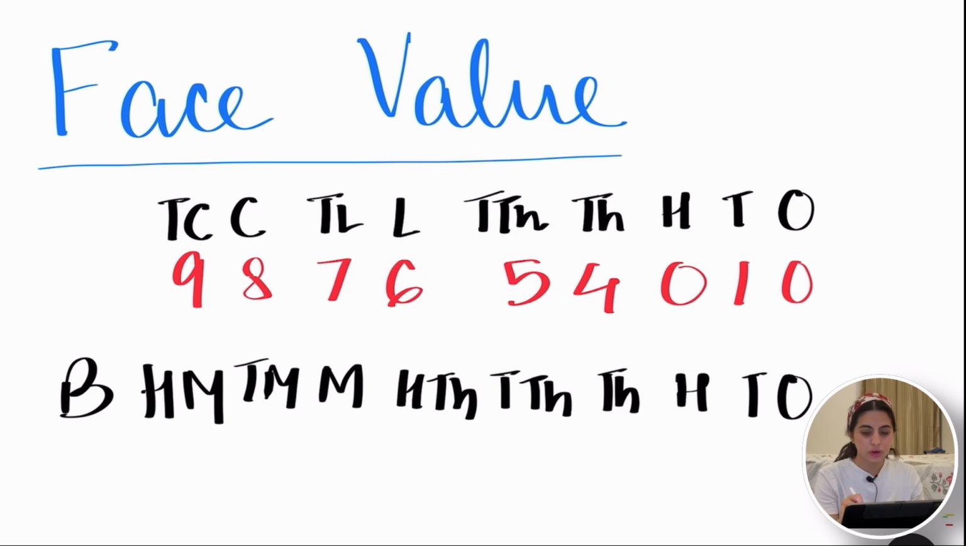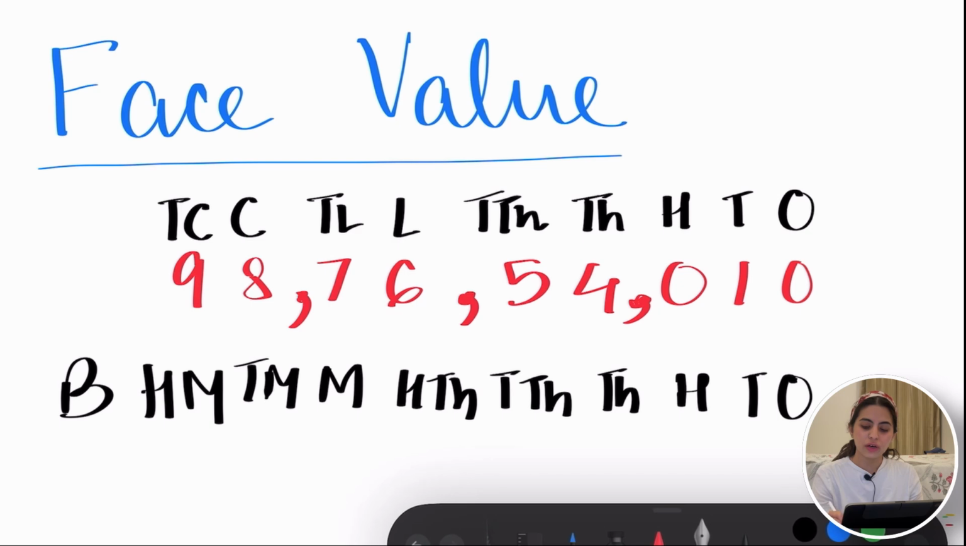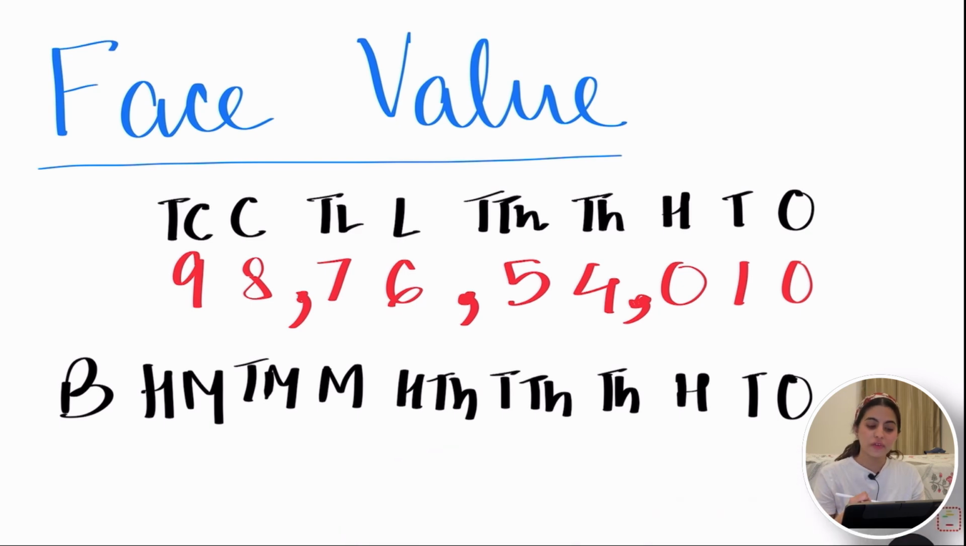So first, let me put the commas like we did in the previous video. Here we go. The number name for this would be 98 crore 76 lakh 54,010. Now going for the face value. The face value of the number 9 does not matter whether it's in the 10 crore place, the thousands place, the lakhs place, or the ones place. It is the number itself. So the face value of 9 would be 9.